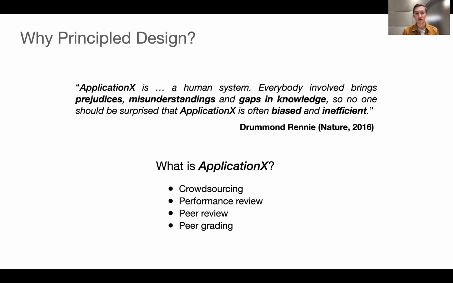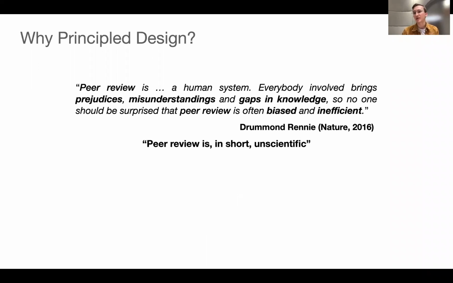But let me tell you what is the application that Drummond Rennie is talking about in this paragraph. It may be surprising, but this application is academic peer review. The system which lies at the heart of academia and which is responsible for dissemination of rigorous scientific results is itself not scientific. This sounds pretty surprising to me, and maybe it sounds surprising to you. And if peer review is not scientific, what can it tell about other applications like performance review in companies or peer grading or even crowdsourcing? How scientific are they?